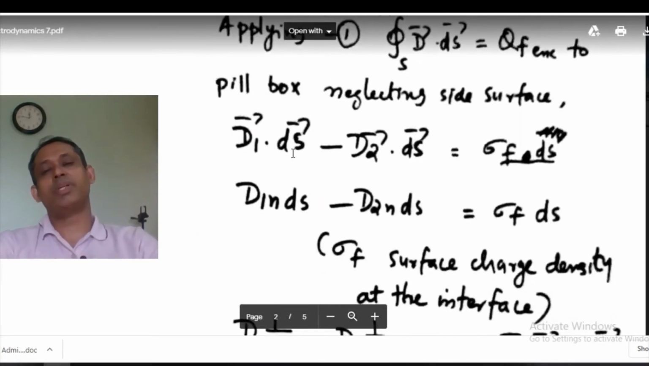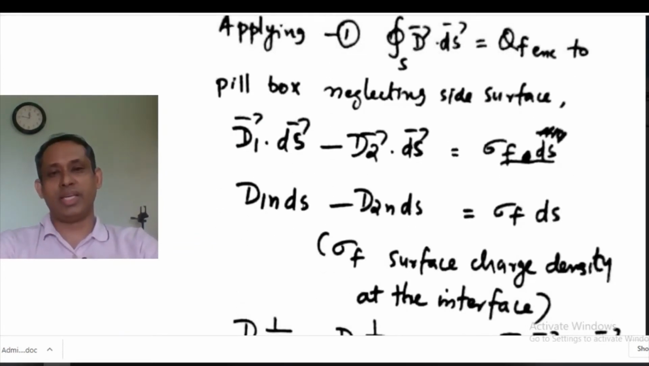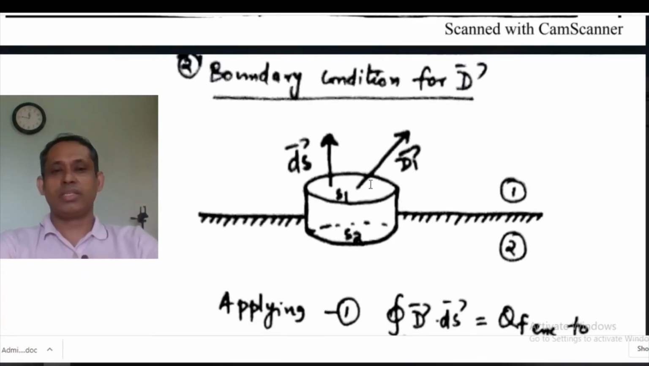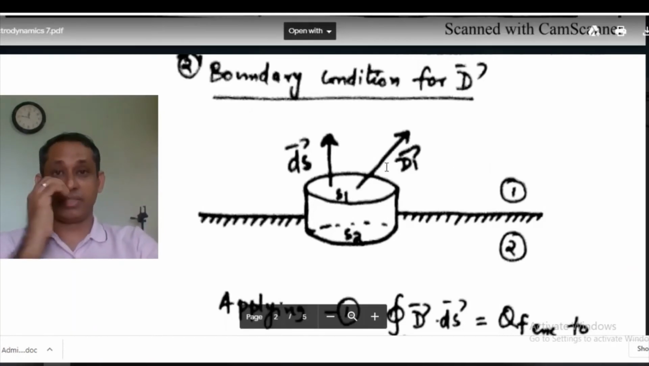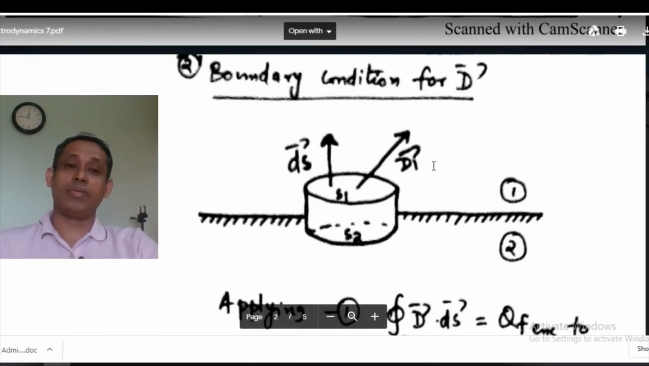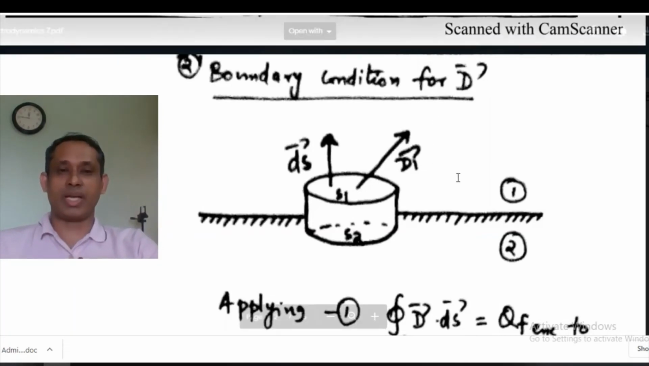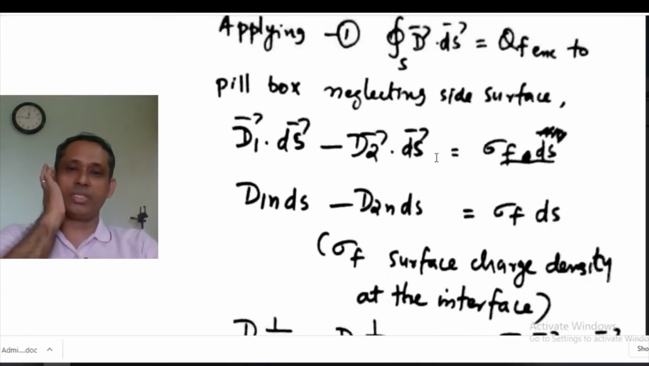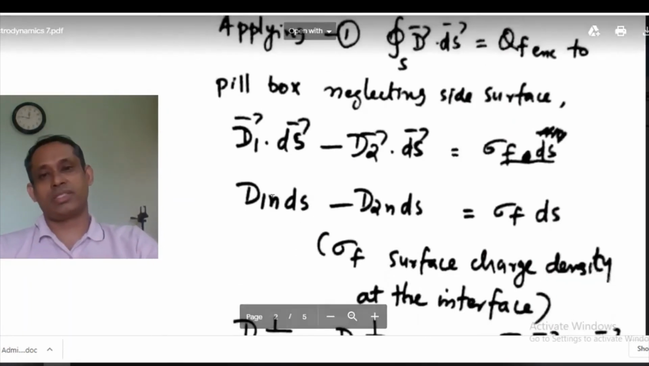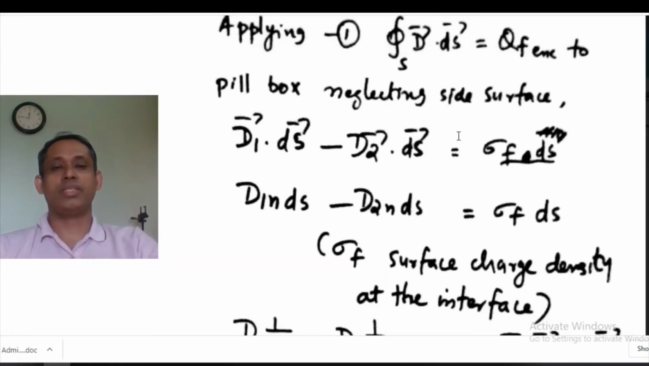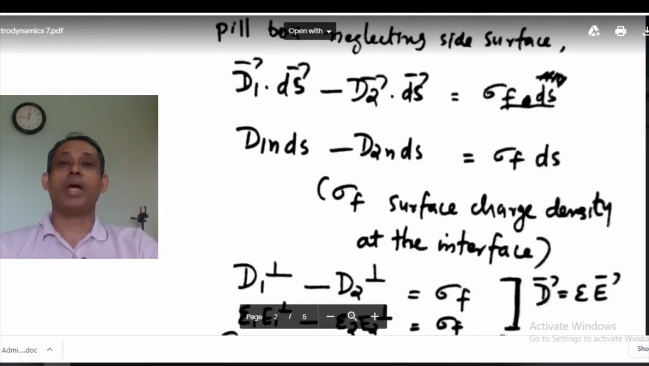Now D1 dot dS, I can write as D1n dS. So what is D1n? It is the normal component. D1 dot dS is D1 dS cos theta, where theta is the angle between D1 and dS. And this is D2 dot dS, that is D2 and dS. So that is equal to sigma f dS.